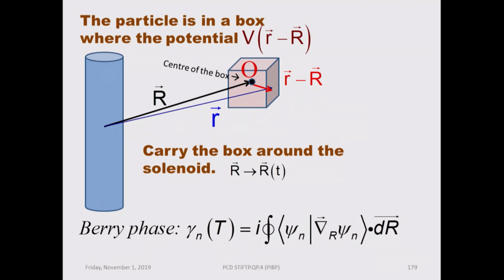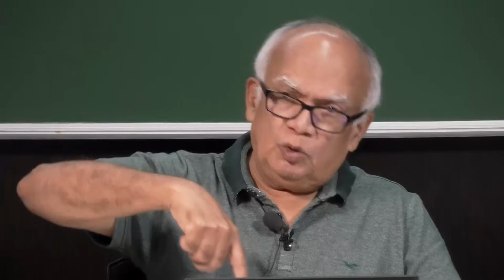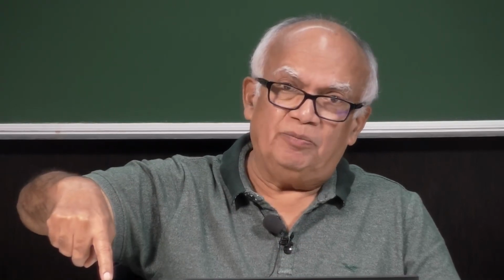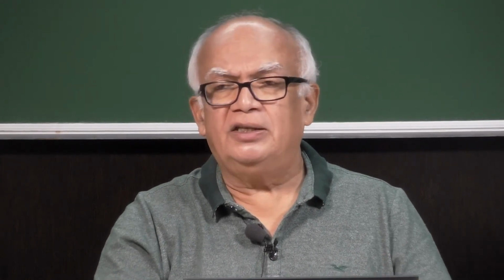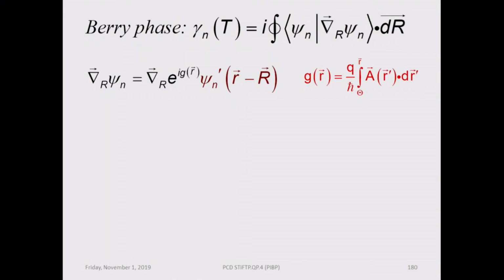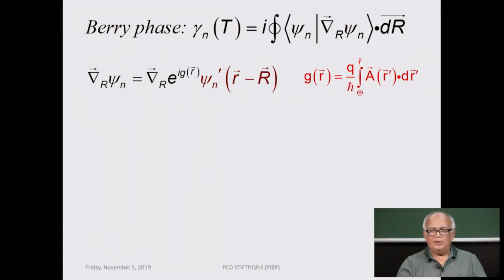Now, we will carry the box around the axis of the solenoid, okay, through a complete loop and come back to the same point, and then evaluate what this Berry phase will turn out to be. So, essentially we have to evaluate this integral. So, we have got the wave functions. We need the gradient with respect to the uppercase R, okay.